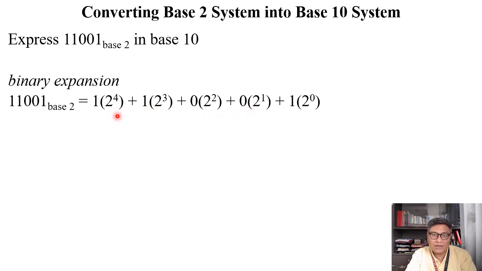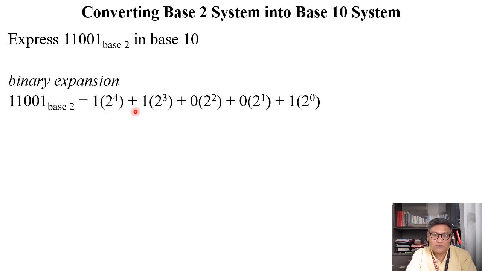To find out the maximum exponent, you have to count the digits. Here we have 5 digits, so 5 minus 1 is 4. Therefore, our highest exponent is 4. Now you spread out 11001 here, then multiply by 2 to the power of 4 as the highest, because we have 5 digits minus 1.